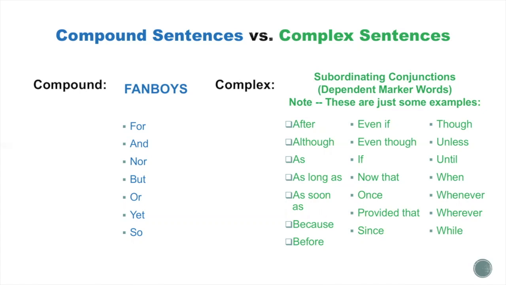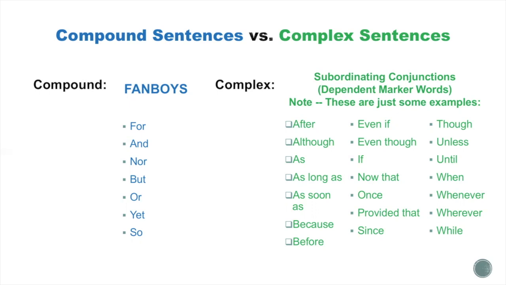You may find it helpful to pause this video and write this information down so that you'll have it. I just listed some of these words here. These aren't all of the dependent marker words or subordinating conjunctions. There are many more, but these are some common dependent words that you might use, and we'll practice with these today. So again, you might want to pause the video and write down these examples, write down the fanboys words, and write down the dependent marker words, because we'll be using them in this practice activity that's coming up next.